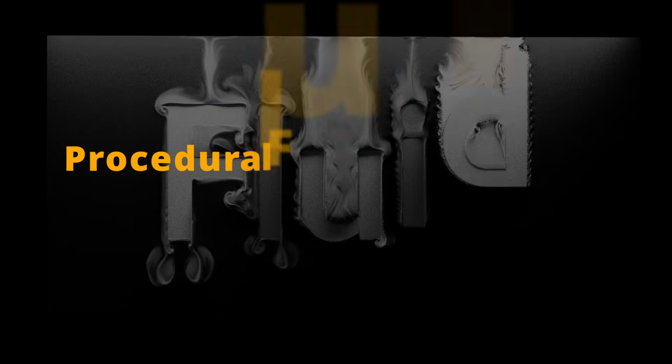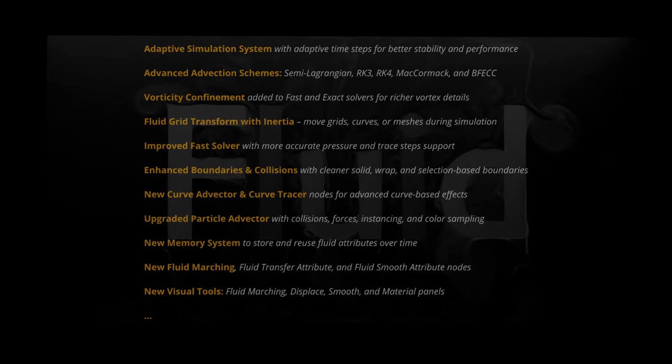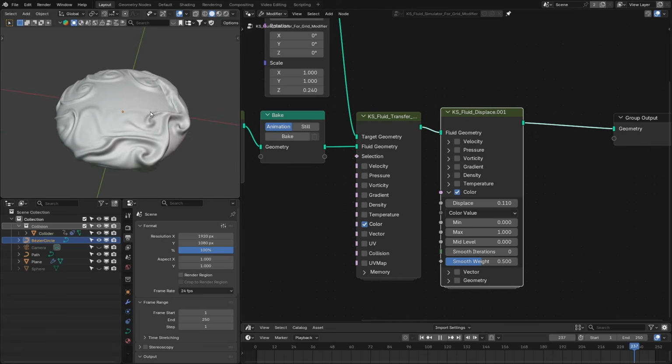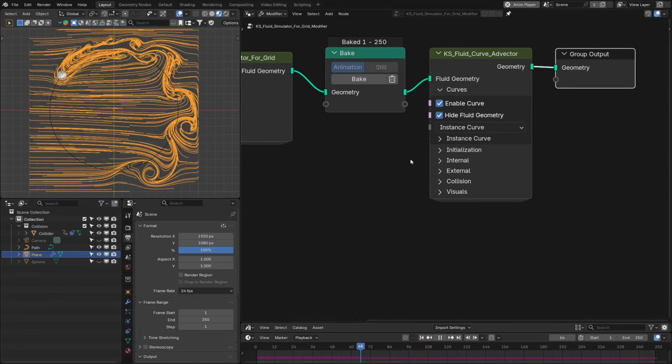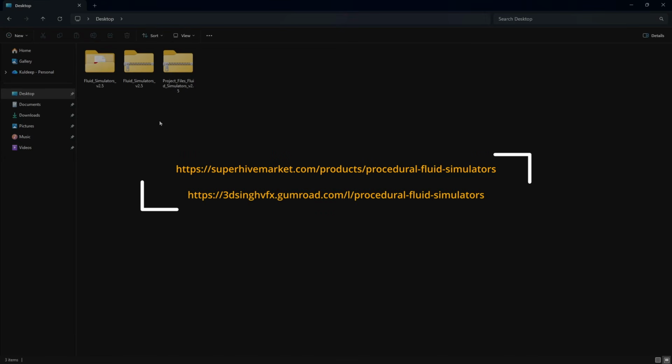And it is really exciting that the Procedural Fluid Simulator version 2.5 is released with many new features and updates. In this video, I'll demonstrate these new features as well as the new workflow. So let's get started. You can get this preset from the Blender Market or from my Gumroad page.